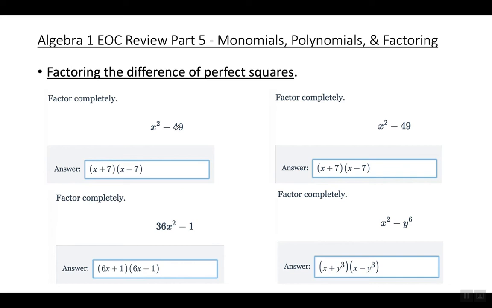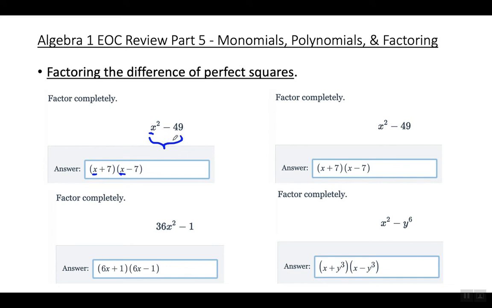Alright, here's some more examples of factoring the difference of perfect squares. Here's an easy one. If you're struggling to understand it, I've got the difference of perfect squares. So I make two parentheses, one of them plus, the other one minus, and I put the square root of x squared in the front, which is x, and the square root of 49 in the back, which is 7.